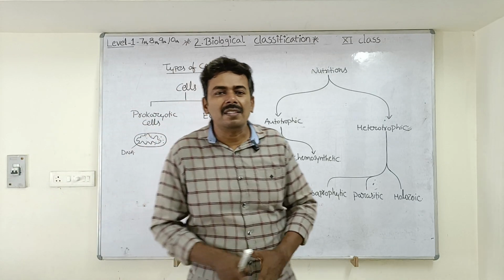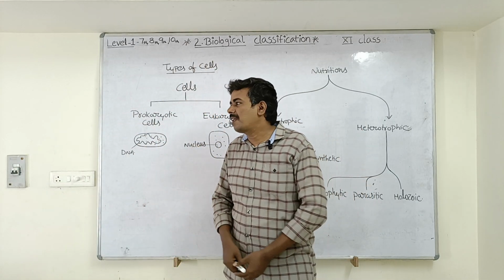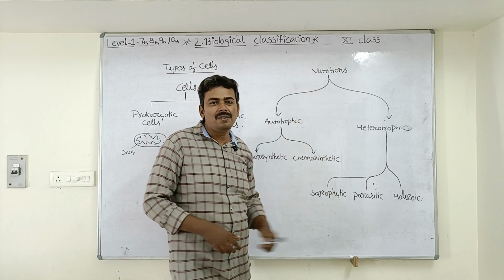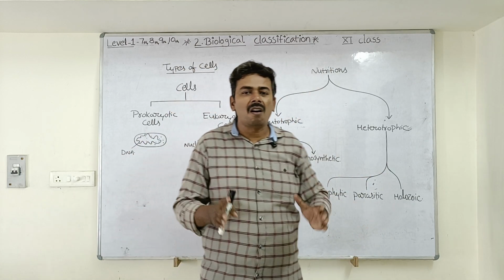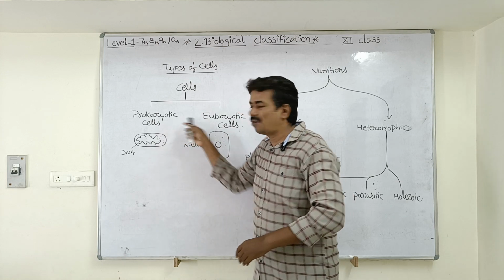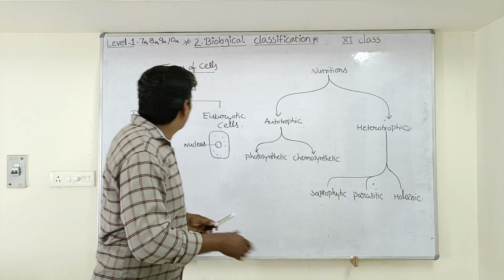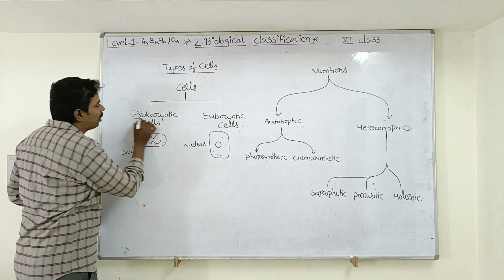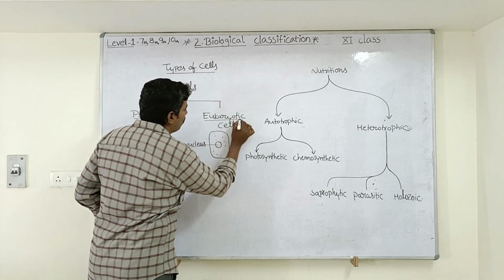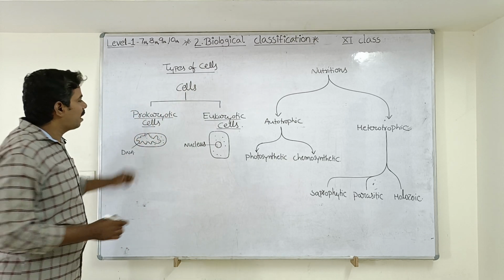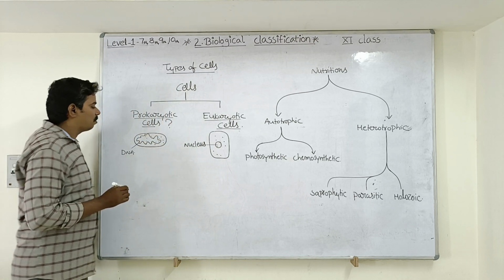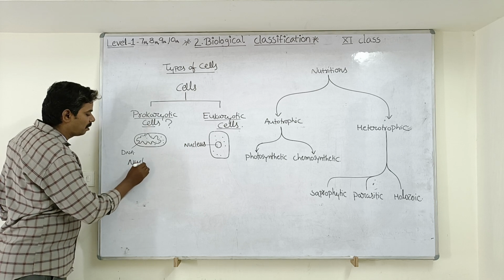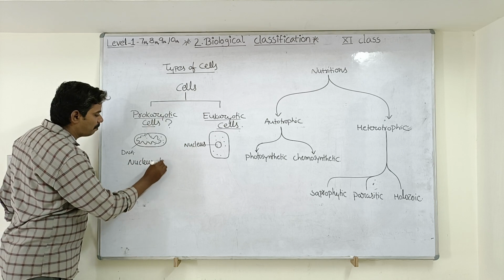Students, just now we have discussed two types of cells, that is prokaryotic cells and eukaryotic cells, and also we discussed different types of nutrition. Now let us understand these concepts clearly with the help of flow diagrams. Okay, look here carefully. Types of cells. The cells are of two types, prokaryotic cells and eukaryotic cells. What are prokaryotic cells? Prokaryotic cells are those cells in which nucleus is absent.